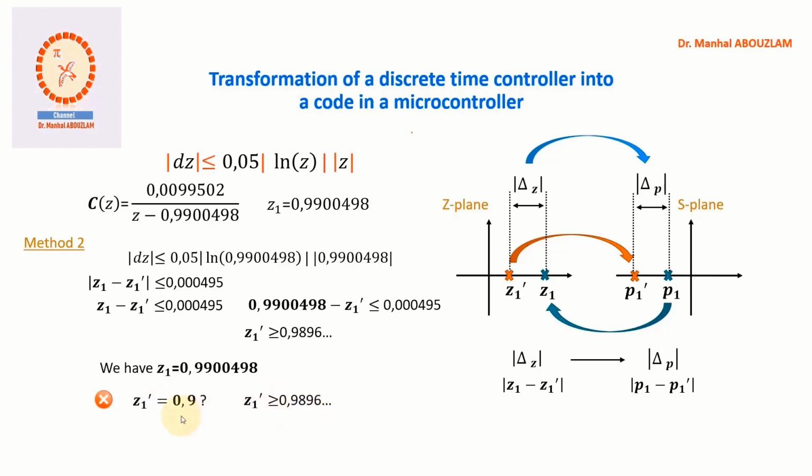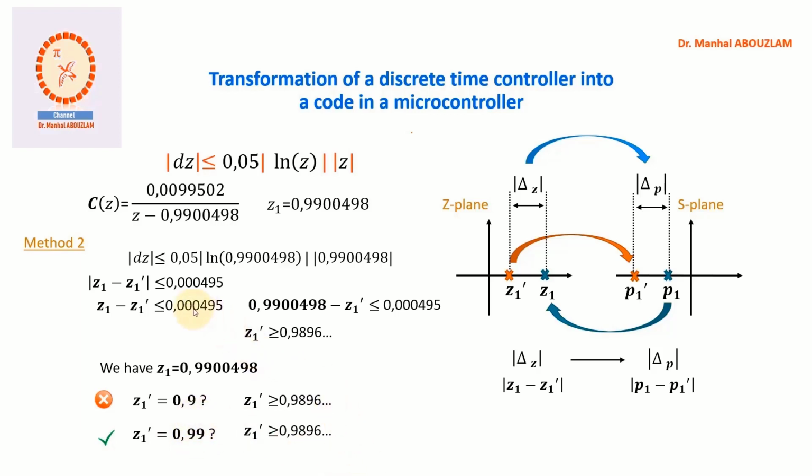Okay, now we try to keep 2 digits after decimal point, and we check the same inequality, and we ask the same question, is z1 prime higher than this value? We can observe yes, so this inequality is verified, so it's okay to keep just 2 digits after decimal point.